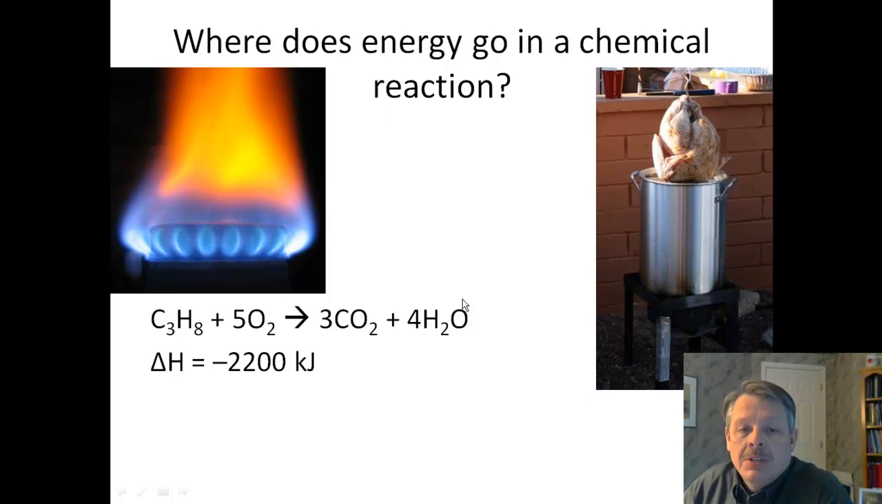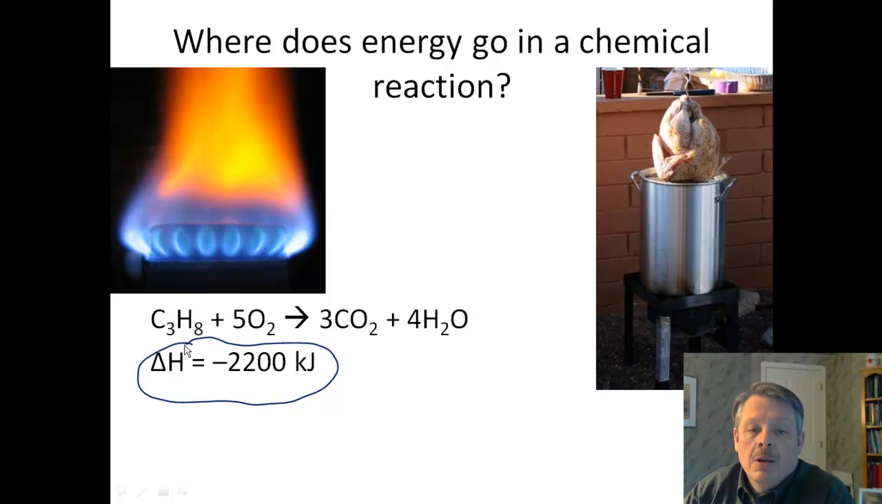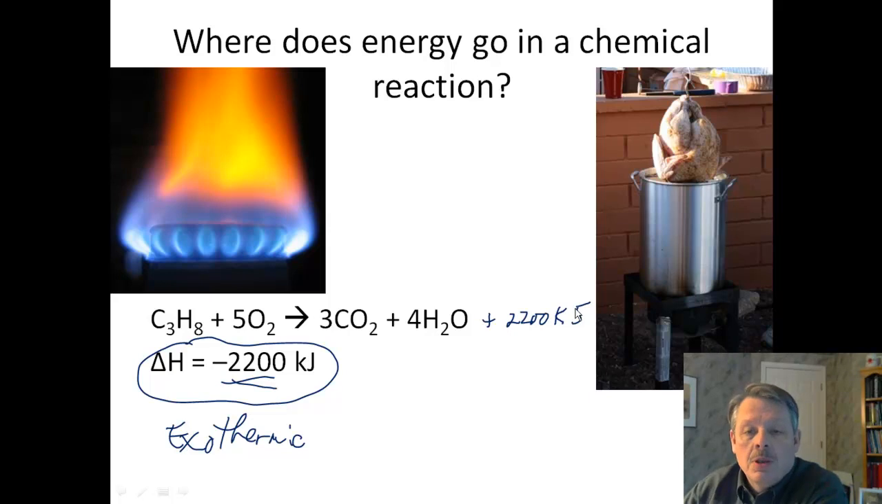Now we've already talked about what delta H is, and we've already talked about that when you see a negative delta H, this is propane burning. Whenever you see a negative delta H, that means it's exothermic. So if we were to rewrite this, we would say plus 2200 kilojoules over here on the right, because this is something where you are generating heat, you are creating energy.